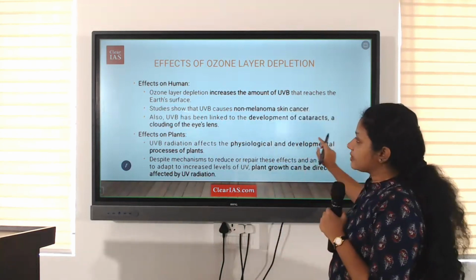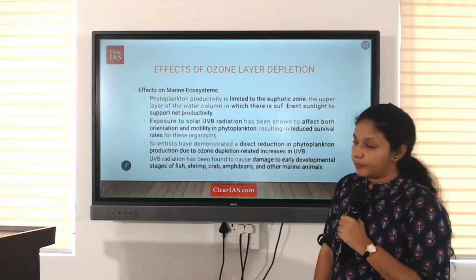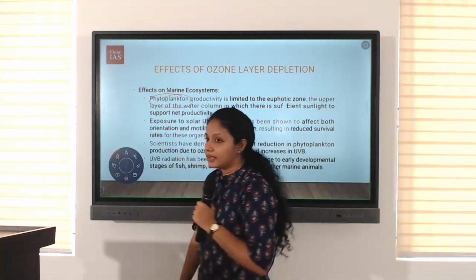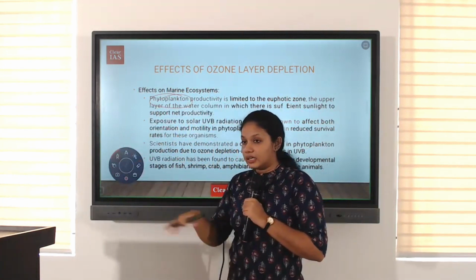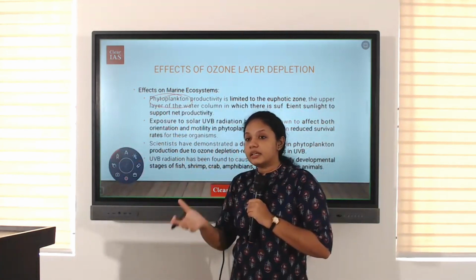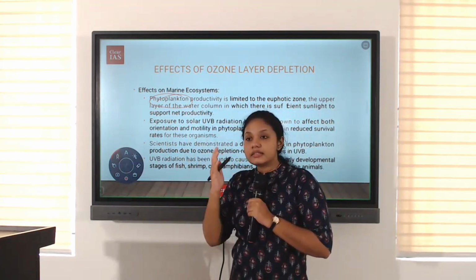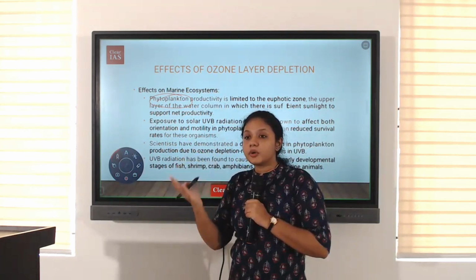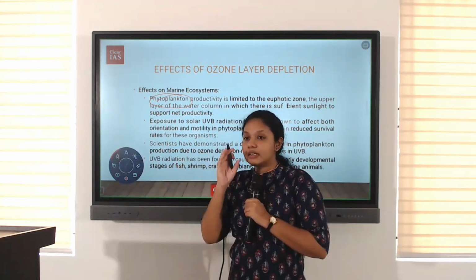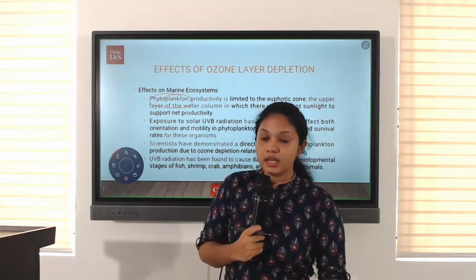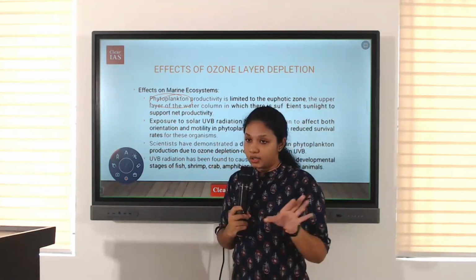Now, other effects in the marine ecosystem. Phytoplanktons. What are phytoplanktons? In the marine ecosystem, in the sea. Similarly, plants are the producers on earth or land area, right? Similarly, phytoplanktons are the producers. They absorb sunlight and are able to produce their own food. So they are the producers in the water.